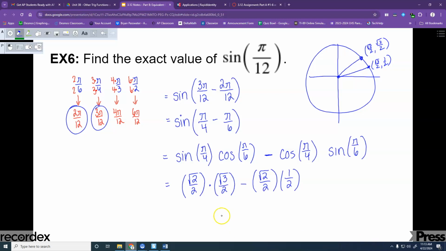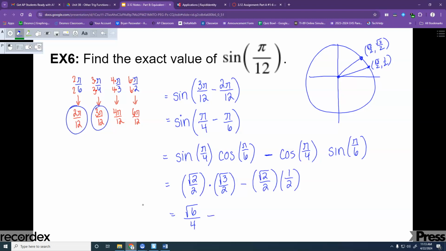Okay, so then this is usually going to be simplified a little bit. If you have two things under the square root, you can multiply them together. So this is going to be square root of 6 on the top and a 4 on the bottom, but that 4 is not underneath the square root, right?